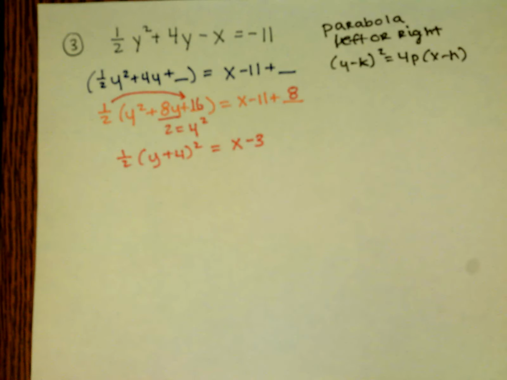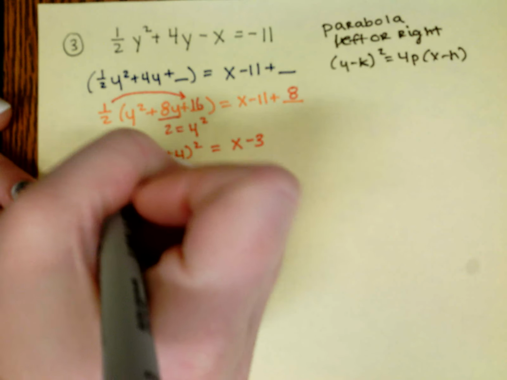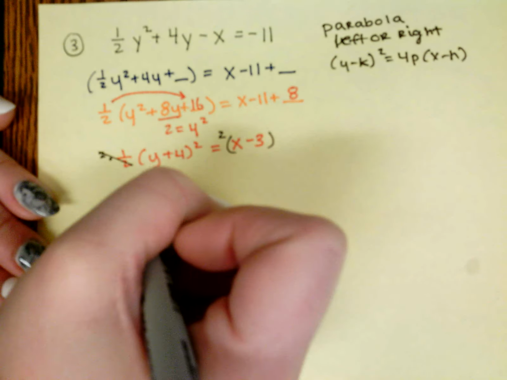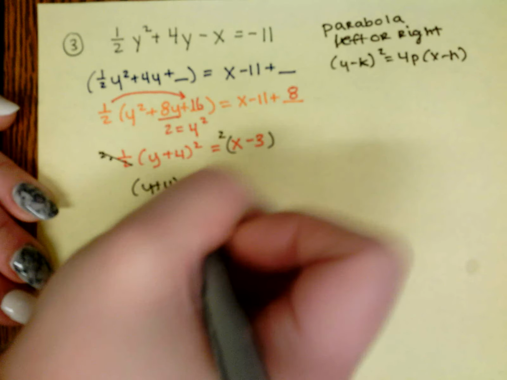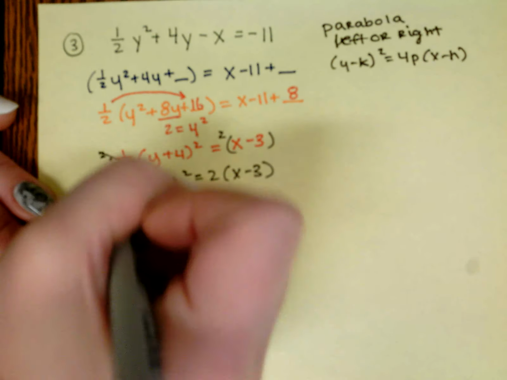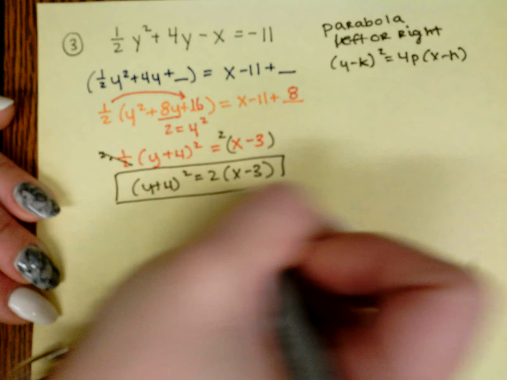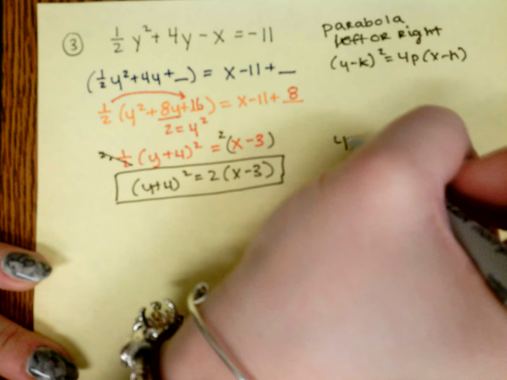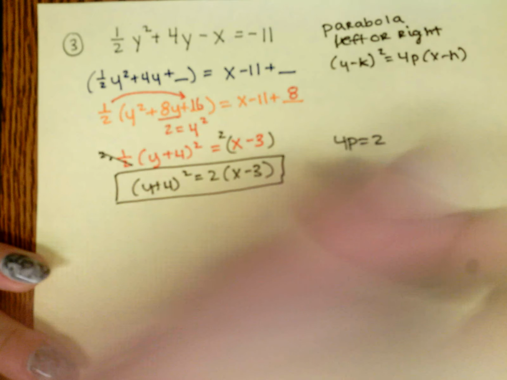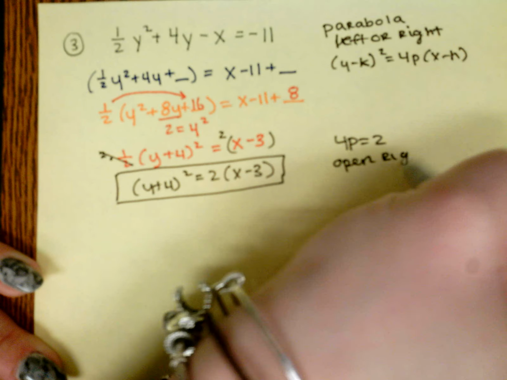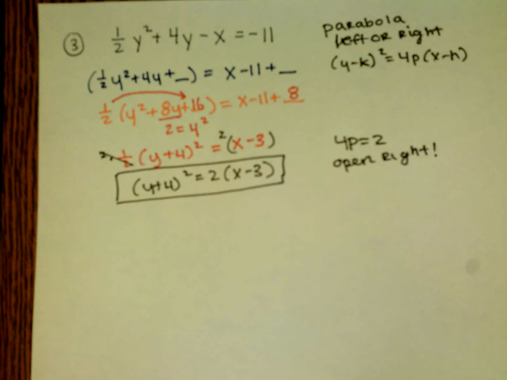And am I done? No, I don't want this 1/2 there. So I'm going to do the opposite, and I'm going to multiply both sides by 2. And I have my equation in standard form. Which direction does this open? My p value, my 4p, equals 2. Therefore, it's going to open right. Great job.